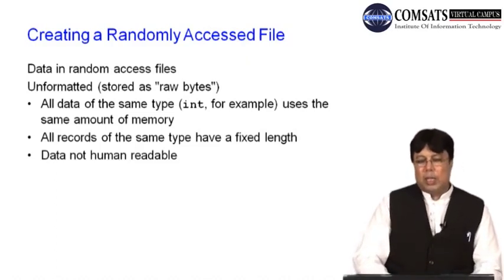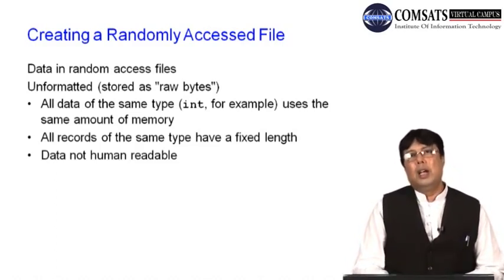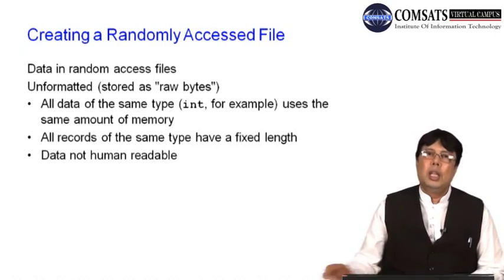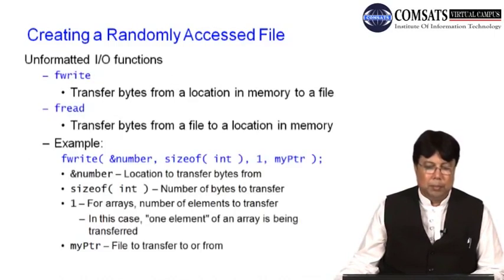So all records of the same type have fixed length records, but the difference is that you cannot read it because it is in binary form, and that's why we will be using the modes rb, wb and ab.